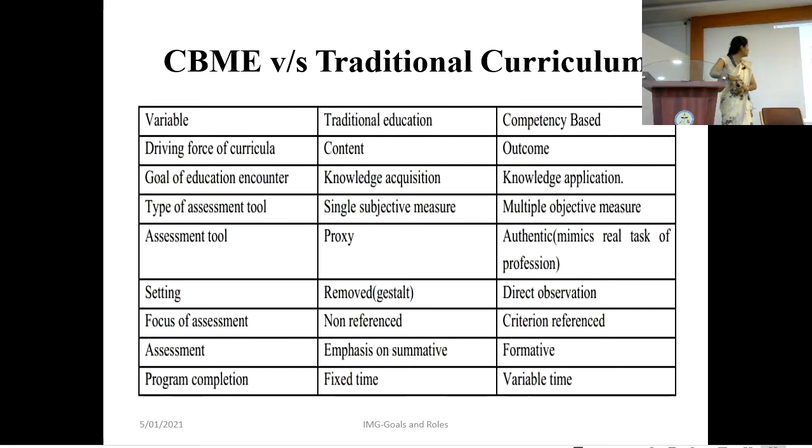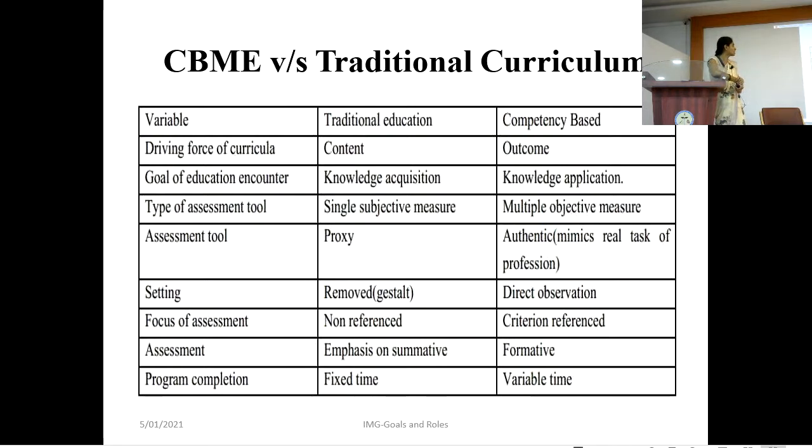And the fifth variable is setting. The old curriculum, that is the traditional method, is removed. That is, gestalt means what? Means around. What do you mean by gestalt? When we teach, for example, first year subjects, there are three: anatomy, human physiology and biochemistry. When you teach them individually, whatever result you achieve, if you integrate and teach together, the achievement is more. So that is the gestalt; the individual teaching is removed. Now it is integrated teaching. So, competence based is based on direct observation.